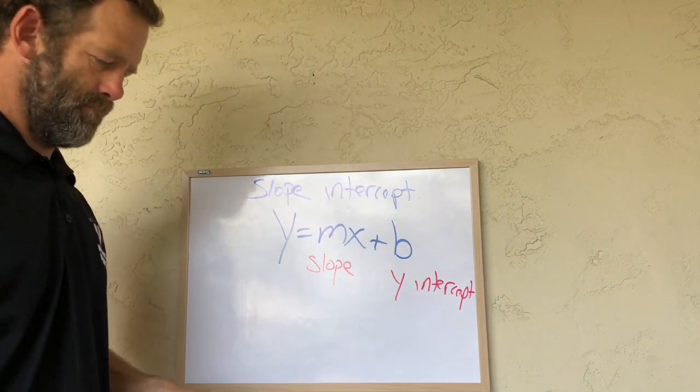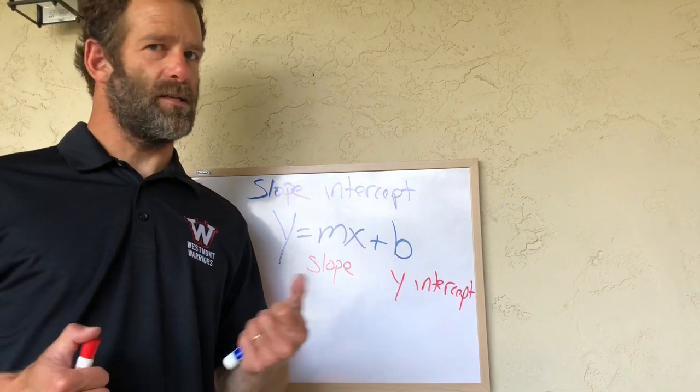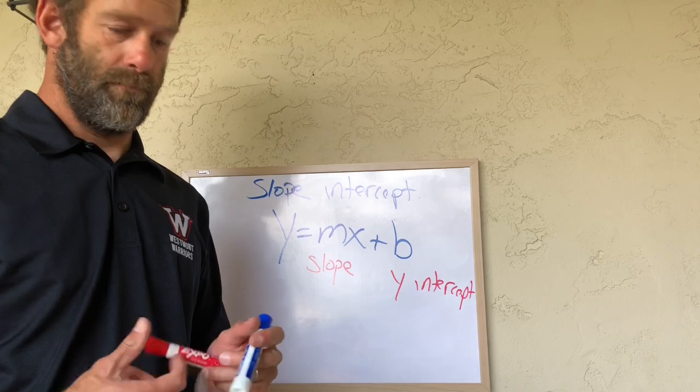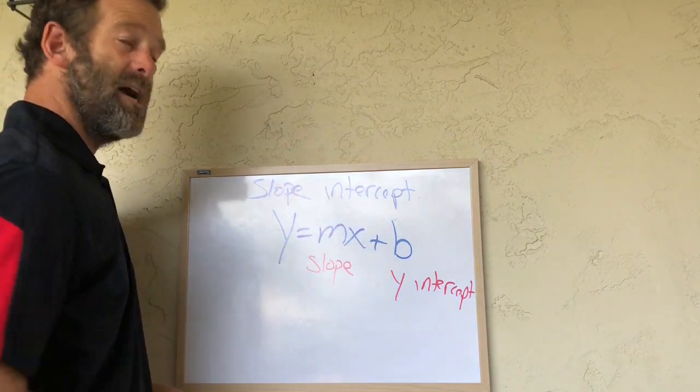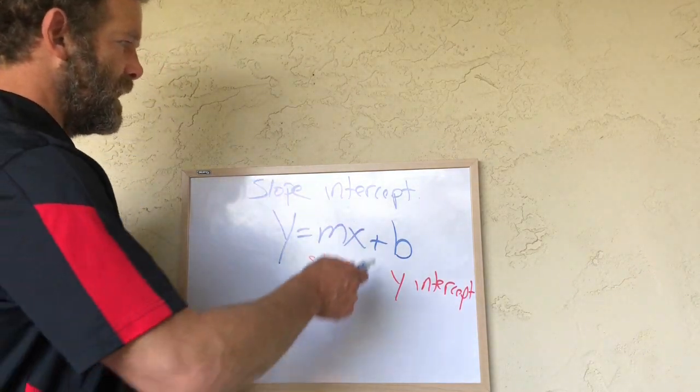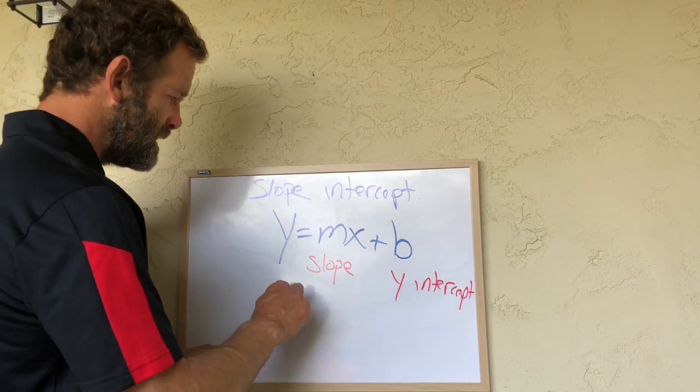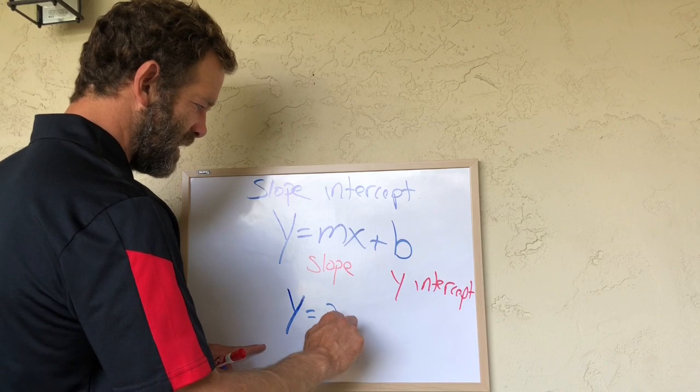And b is your y-intercept. This is from last year again. This is no new IM2 concepts. This should look familiar to you. Your slope tells you how steep it is, and your y-intercept tells you where it crosses the y-axis. So for example, let's say we had an easy graph like this.